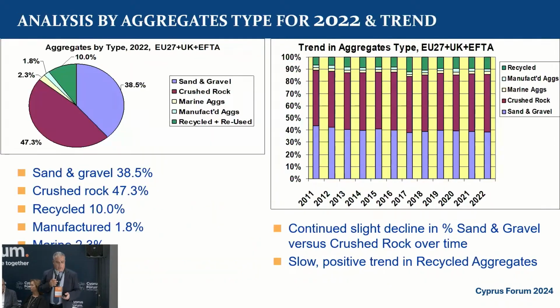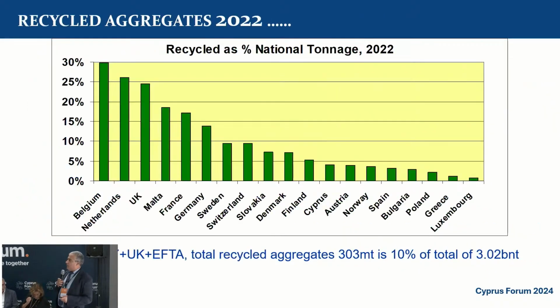Here is a breakdown of the aggregates produced in Europe. We have sand and gravel 38%, crushed rock 43%, recycled 10%, and I will elaborate later on the recycled aggregates, manufactured 1.8%, and 2.3% marine aggregates. Here is a graph for the recycling around Europe. As I said, the average is 10% in Europe. So out of the 3 billion tons, 300 million come from recycling.